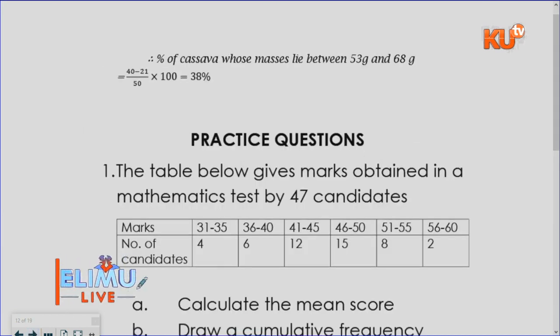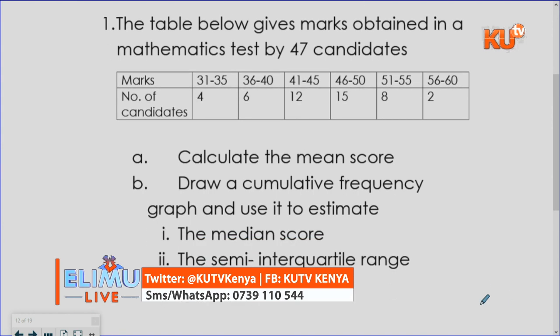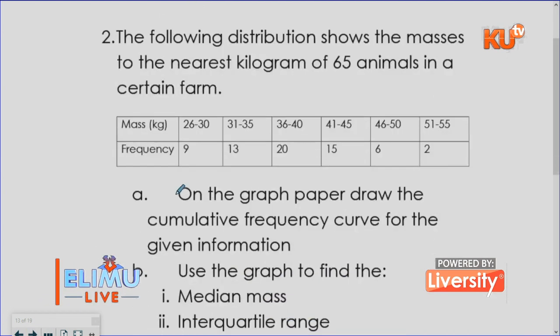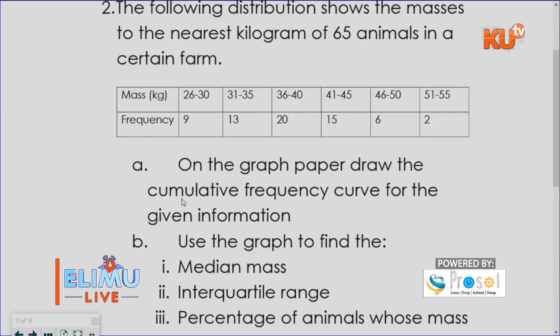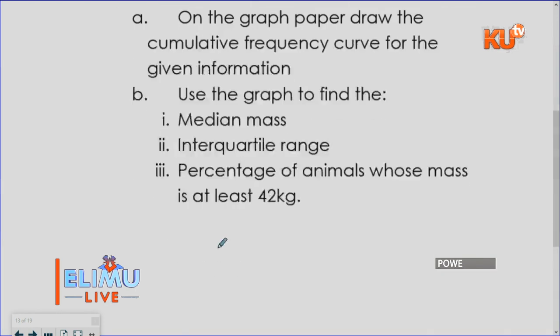Now, lastly, so you have that to practice. You can take a photo on your screen. You can take a photo of this, then practice later on. You can calculate the mean score, draw cumulative frequency graph, and use it to estimate median score quickly, like that. So I want to move to the last bit, which is variance. That's another question. You can just take a photo of this. You only need the question, from the table to that question. Then you can look at them later.